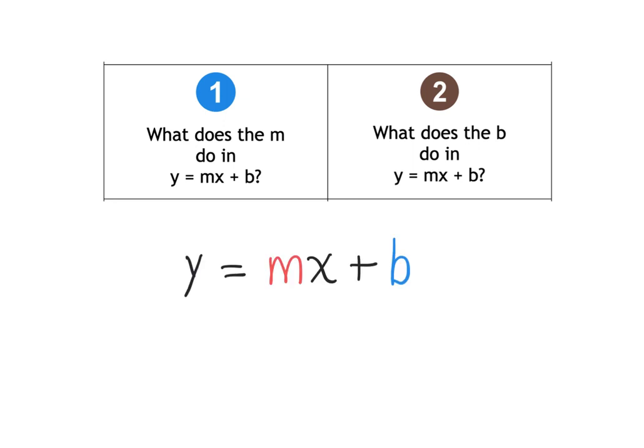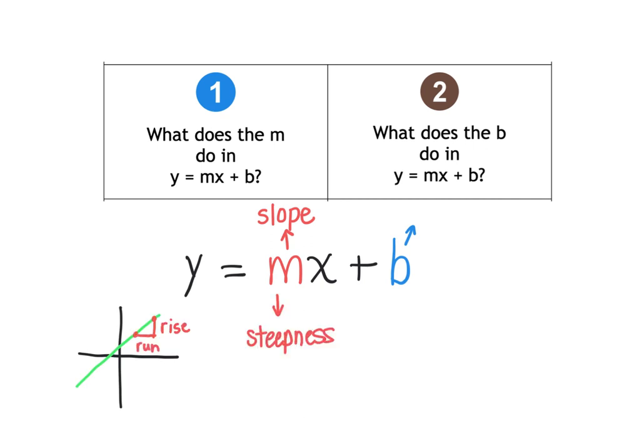Let's begin by looking at the equation y equals mx plus b and break it down in terms of what we know. We already know that the m refers to the slope. The slope tells us how steep the line is. It also tells us if the line has a positive or a negative correlation, meaning, does the line go up from left to right, or does it go down from left to right? So this tells us a little bit about the direction that the line is traveling.